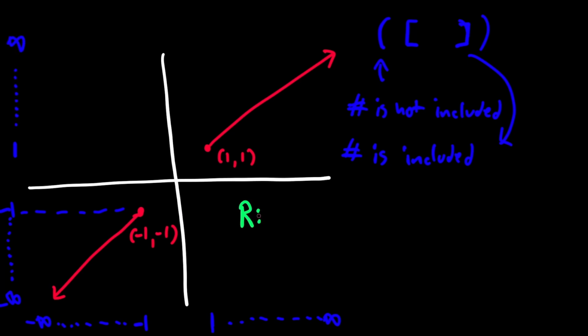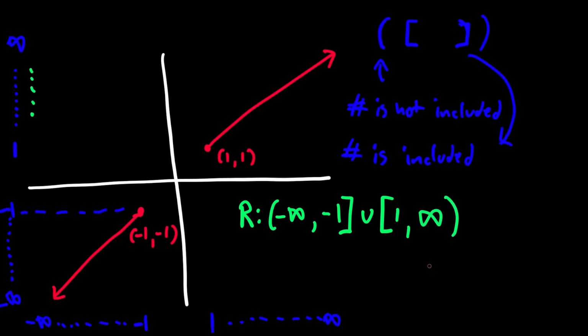To describe the range, we'll have to say where the range starts. So it starts at negative infinity, and we'll use a parentheses, and then it's going to go all the way up to negative 1. And since negative 1 is included, we'll use a bracket, and then we'll use the union symbol to join the two sides before we start again from 1, and then it goes all the way up to infinity here. So we'll put infinity. So this would be how to describe the range of a function using interval notation.